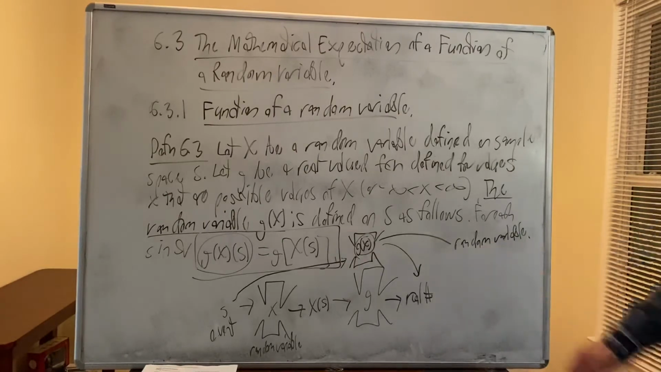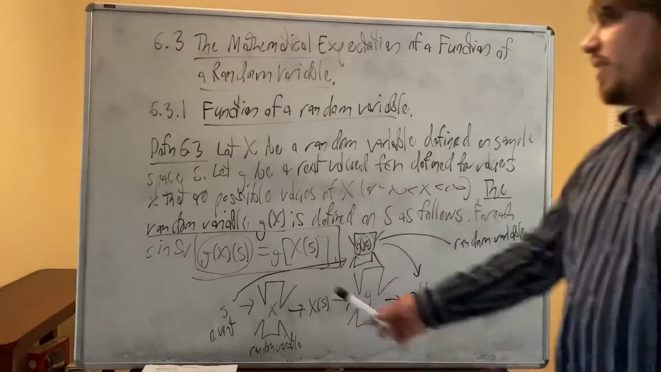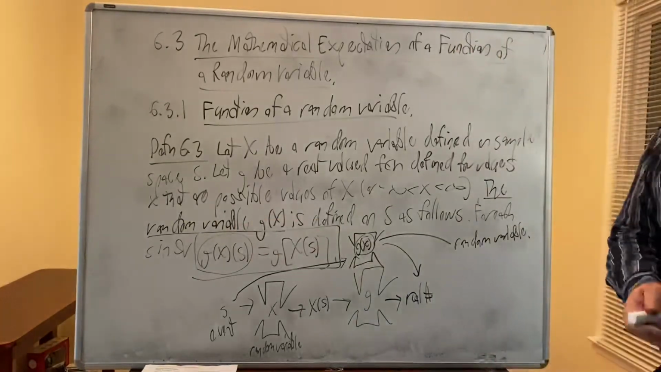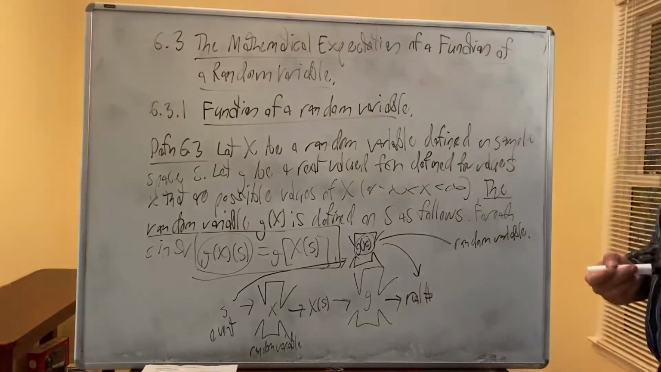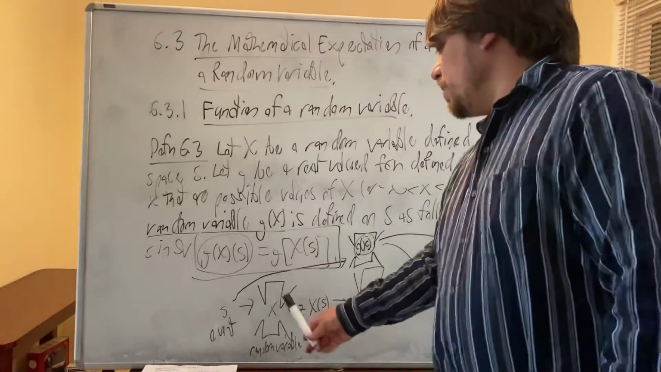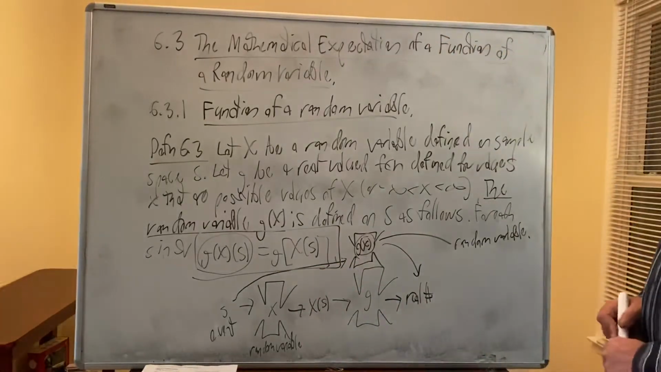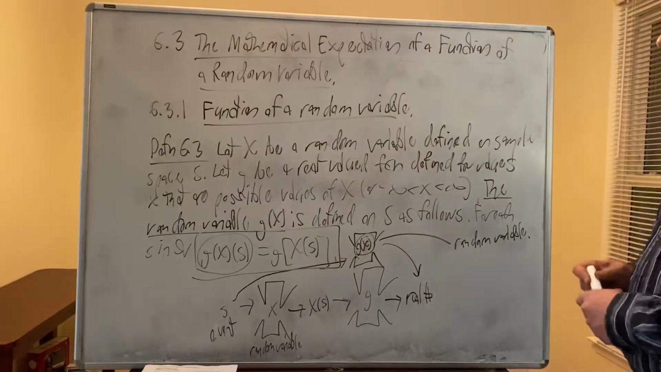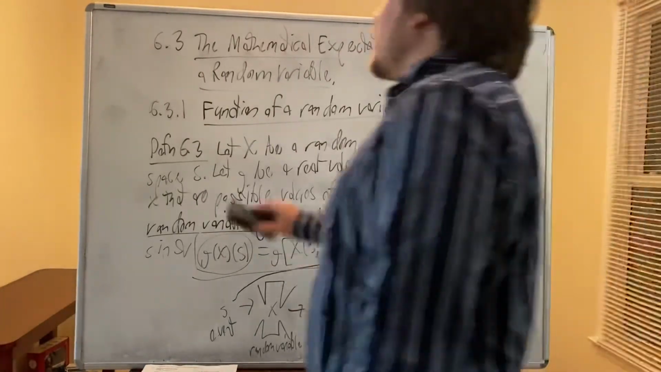Okay, so my goal here was to show you why g of X is called a random variable. Okay, it's not just g; it's the composition of g composed with X. Okay, so let's look at an example.